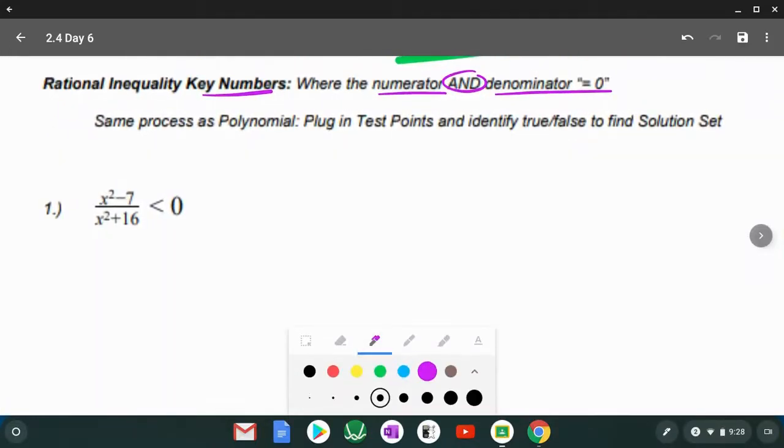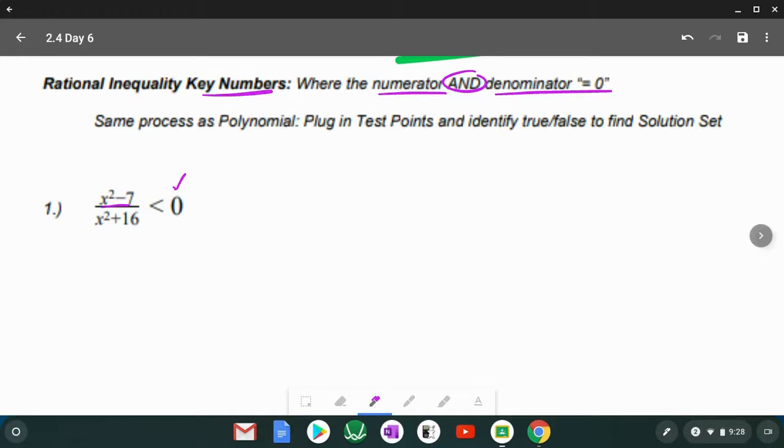So same process as the polynomial, plug in the test points and identify true or false. So the first most important thing is always get 0 by itself first, because if you don't have 0 by itself first, then you cannot determine a section to be true or false based on positive or negative, because it's not being compared to 0. So the first thing we want to do here is get 0 by itself. Then we want to find the key numbers by solving for the numerator and denominator.